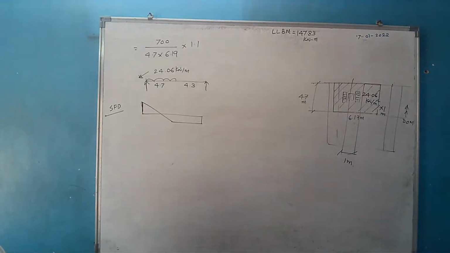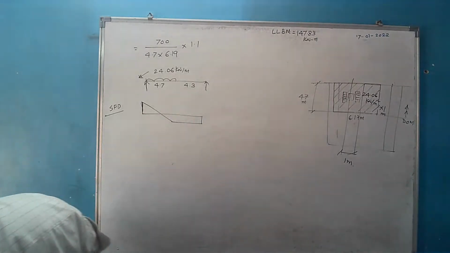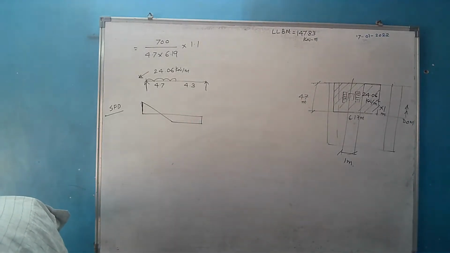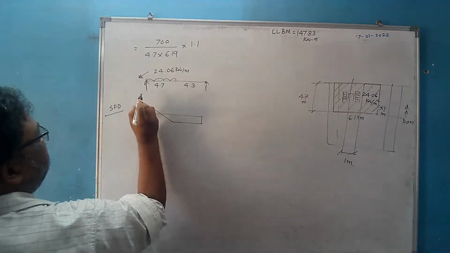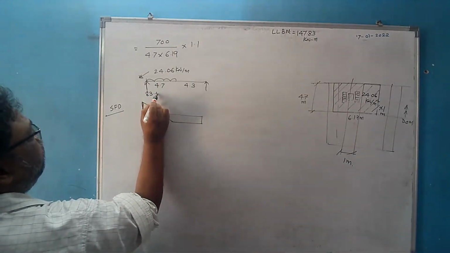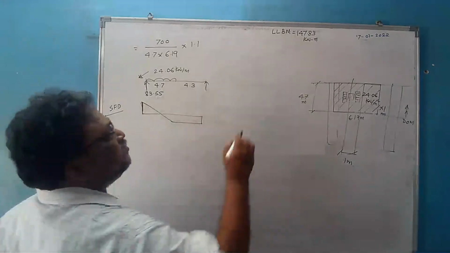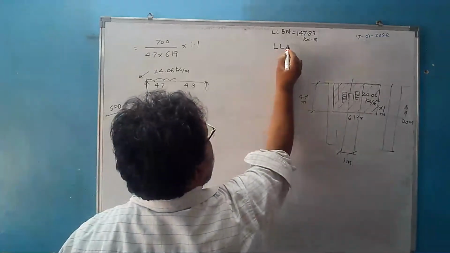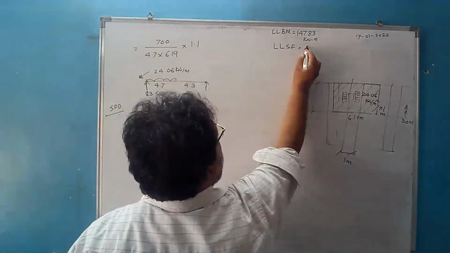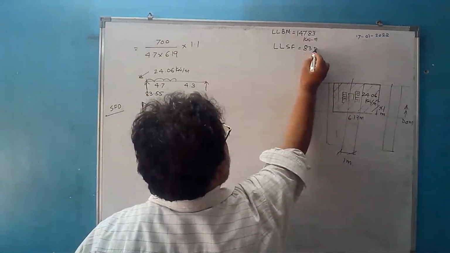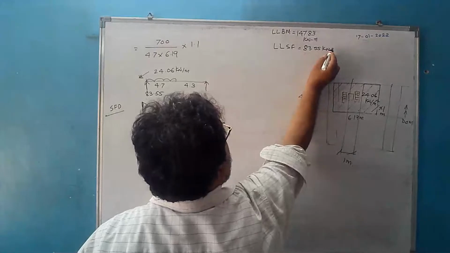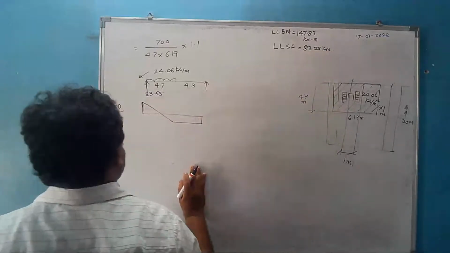So we will continue here now. The reaction is 83.55 kilonewton. ठीक है. This is 83.55. इतना आ रहा है क्या? Okay. So now we have got live load shear force as equal to 83.55 kilonewton.